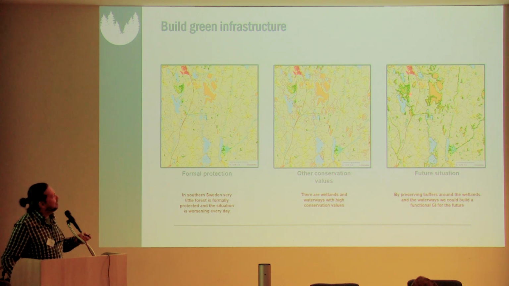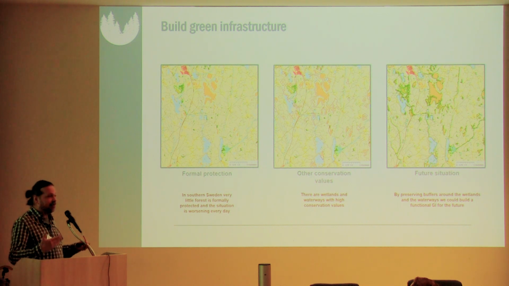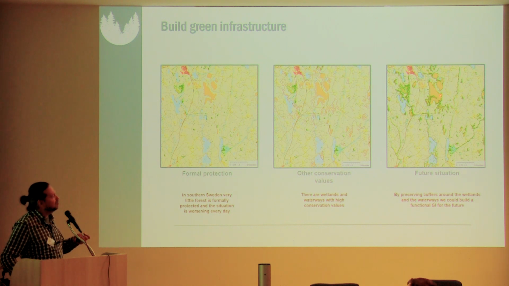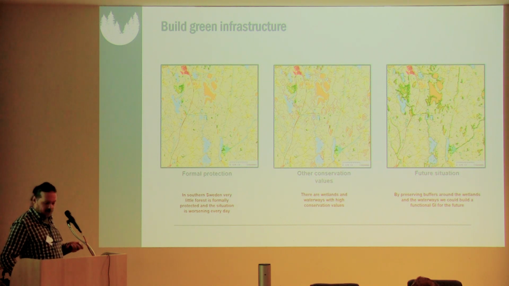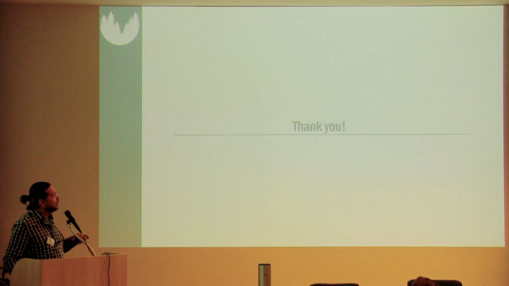So if we were to add a buffer around these mires, wetlands, and waterways, we could build an infrastructure out of that. And the thing is that we know that forests close to waters and close to wetlands, they actually have a higher potential to build up high conservation values. It goes faster than it does in upland forest. This has been studied a couple of times, so we know that. So this is like a simple way to target the forest landscape for green infrastructure. So that's it. Thank you.